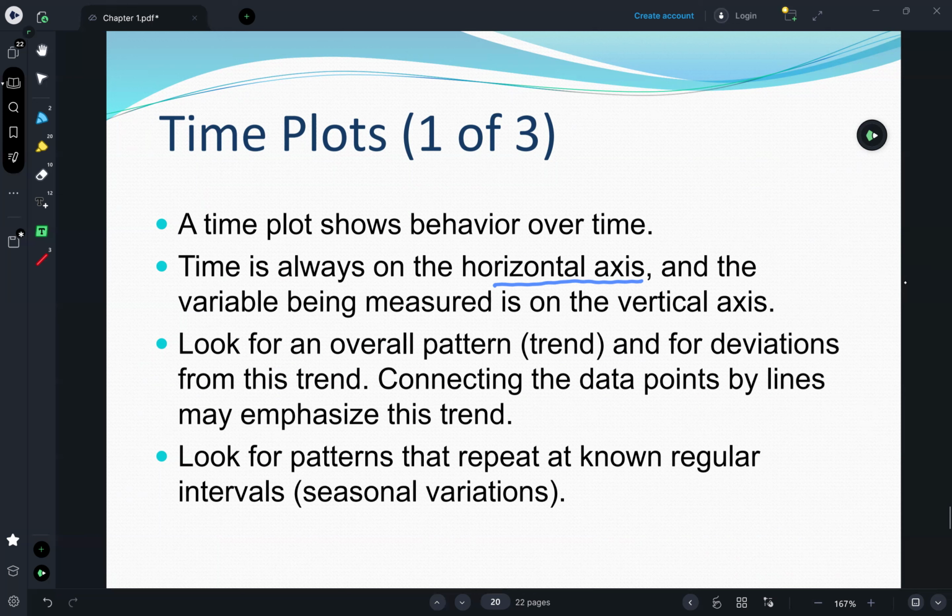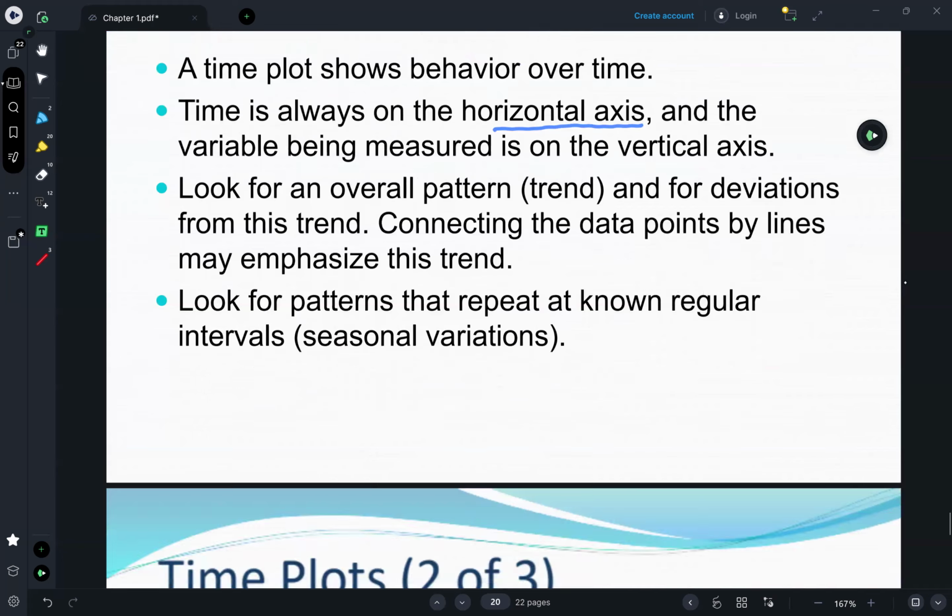So again, we want to always look for the overall patterns and trends and deviations from the trend. Where does it change? What is happening over time? And then you want to connect the points by lines that emphasize that trend. You can see what's happening. You can look for seasonal variations and so forth.